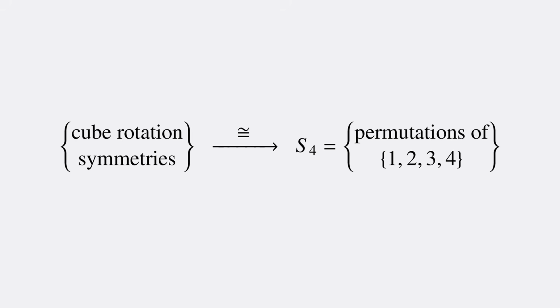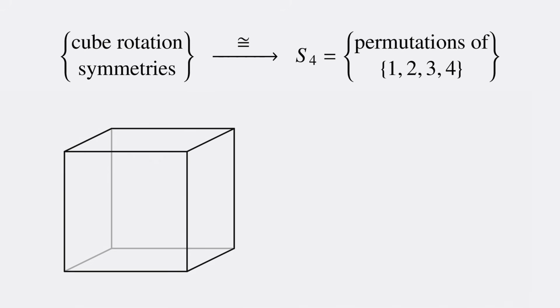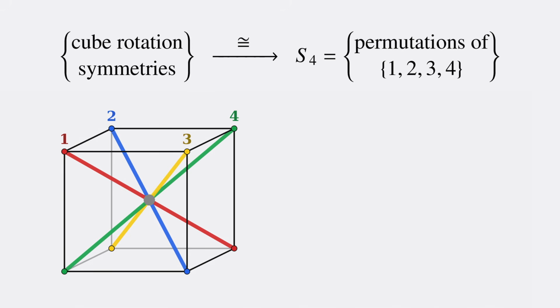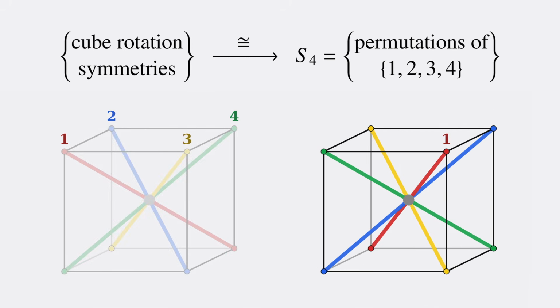By isomorphic, I mean that there is a map between these groups which respects their operations. This map takes a rotation and looks at how it exchanges the 4 diagonals of the cube. It's a nice exercise to check that this map is in fact bijective.